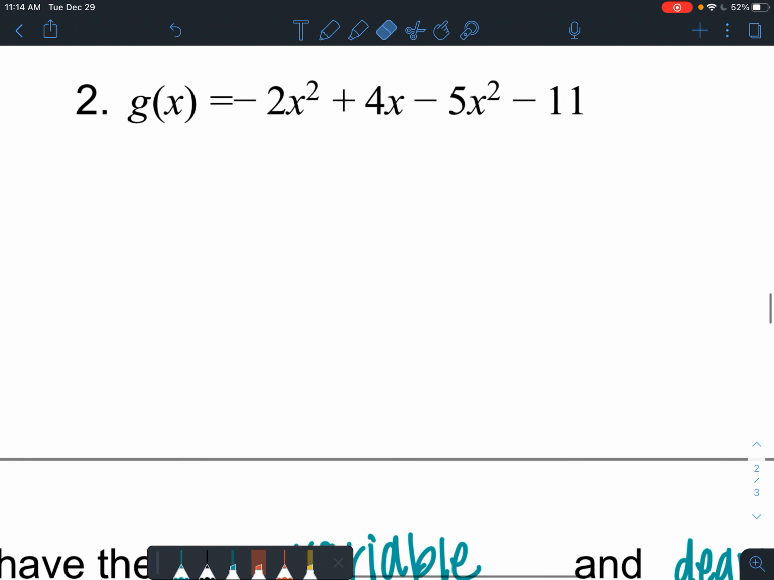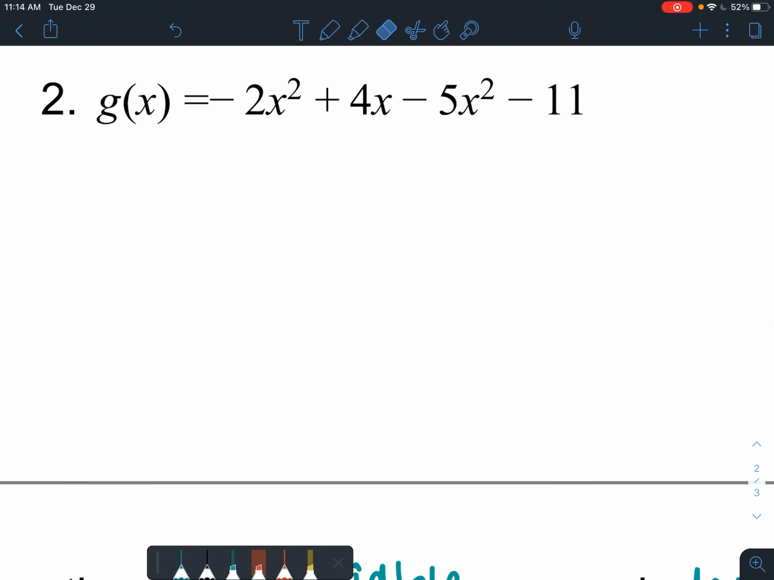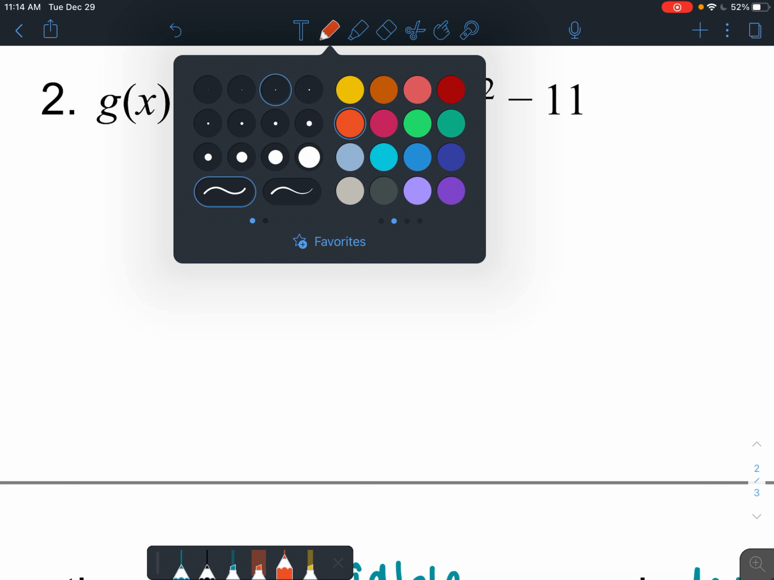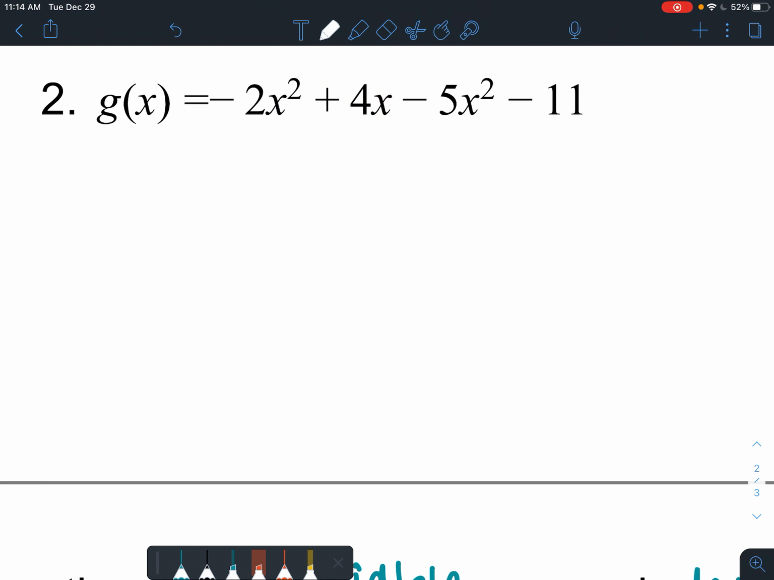Let's look at number 2. And before you write that down, change this to a 3.